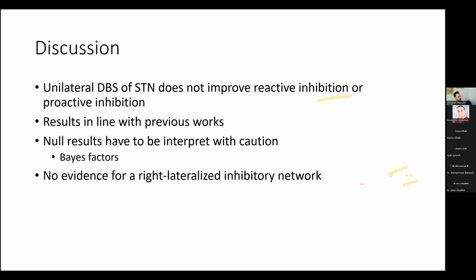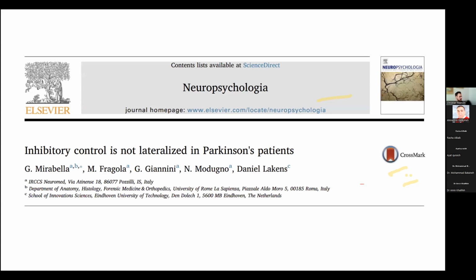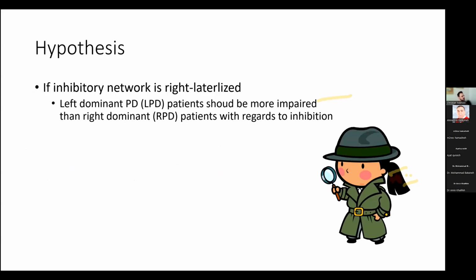So there is no evidence for a right lateralized inhibitory network, even with this approach. And let's go forward. I think that's the last paper that I will present to you. In this paper, we tackled always the problem of the lateralization of the inhibitory network, but we used another approach.